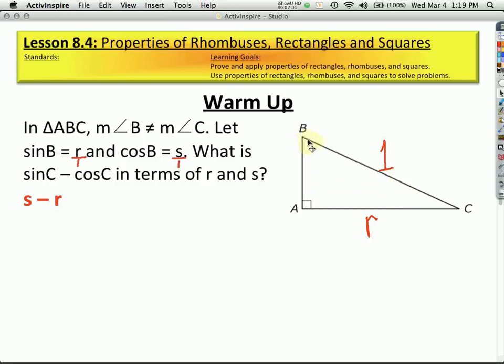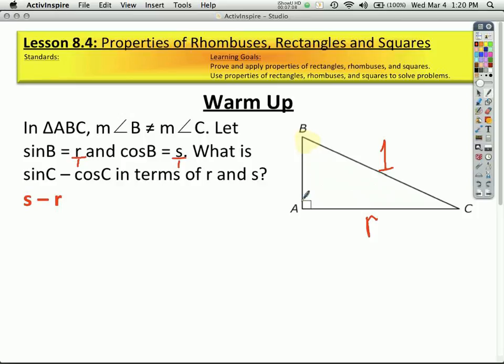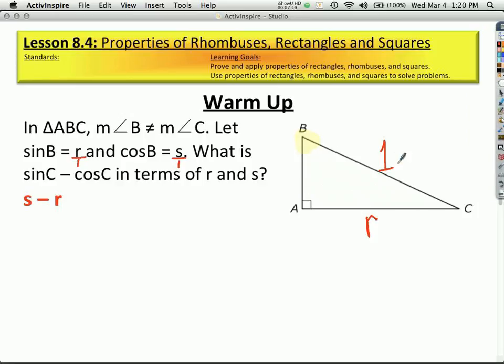Oh, I'm sorry, cosine B. I apologize. So our perspective is still here. Adjacent is now right here. Hypotenuse is still there. Adjacent over hypotenuse. Well, look at that. The 1 got placed in the same spot. Now it's starting to click. Which means that the distance from A to C is R, and the distance from A to B is S. That's all you need.